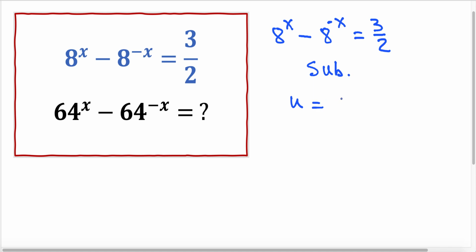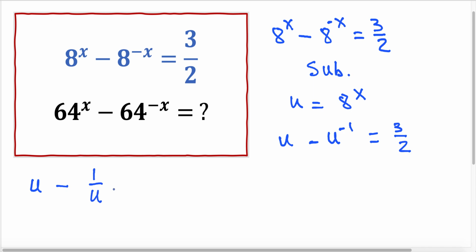Let u be equal to 8^x. And substituting, this equation is going to get this form: u − u^(−1) is equal to 3 divided by 2. Okay, so now let me rearrange this a little better: u − 1/u is equal to 3 divided by 2. Now everything I'm going to multiply by 2u.